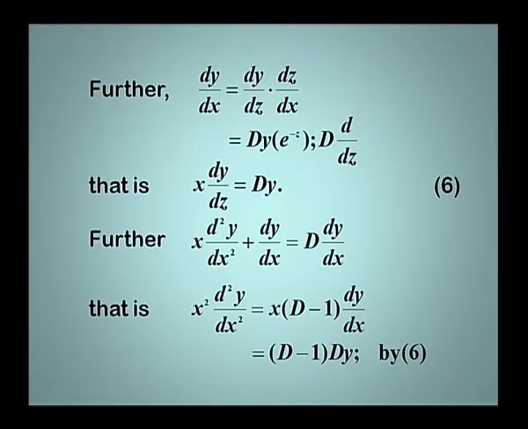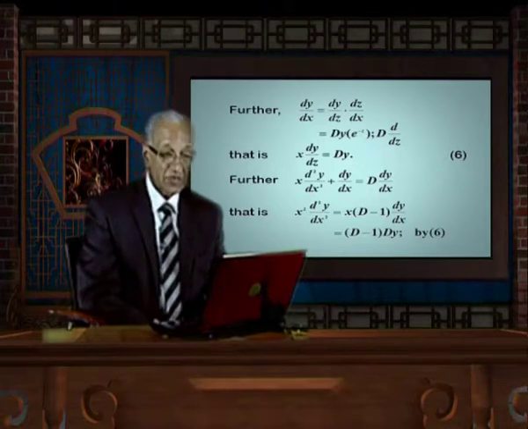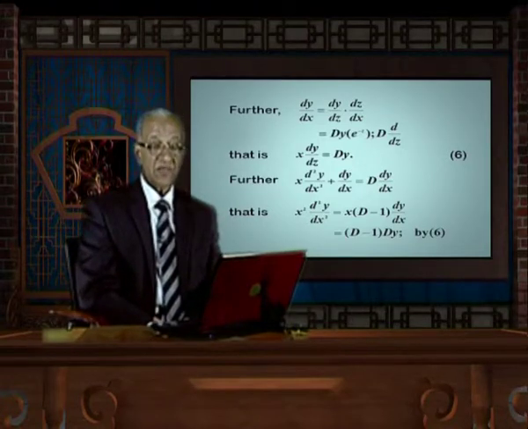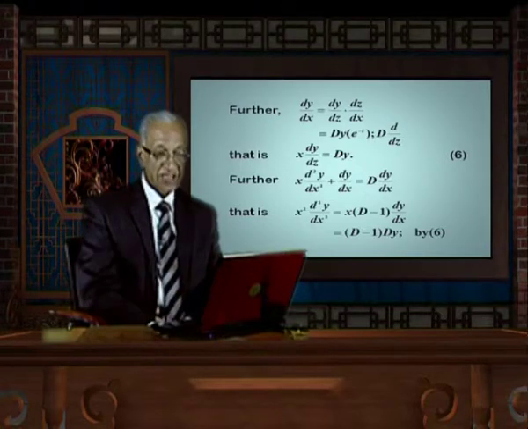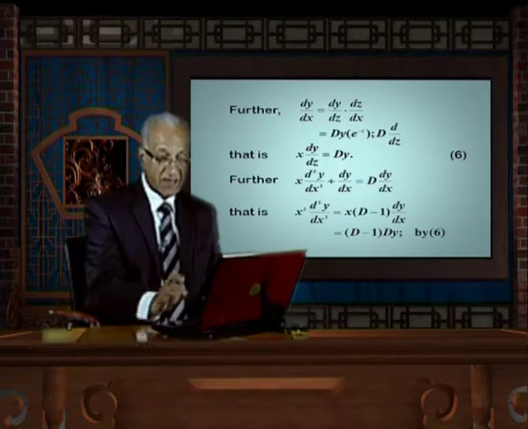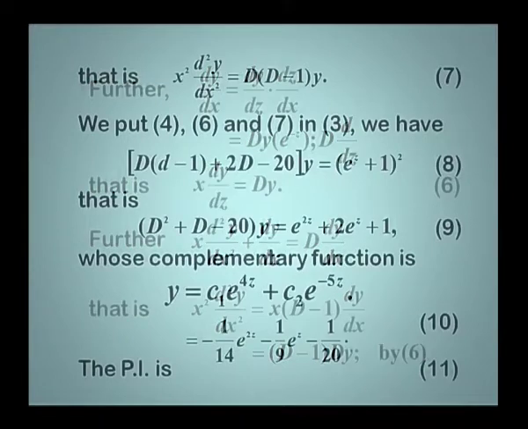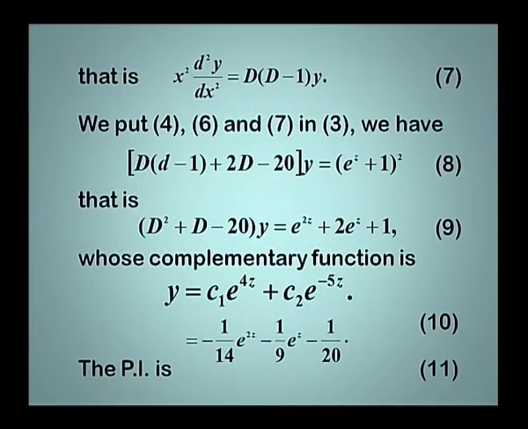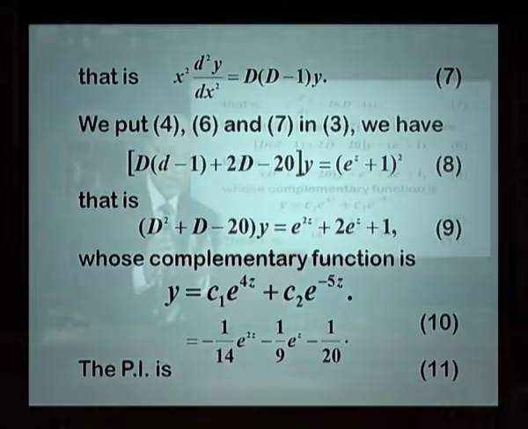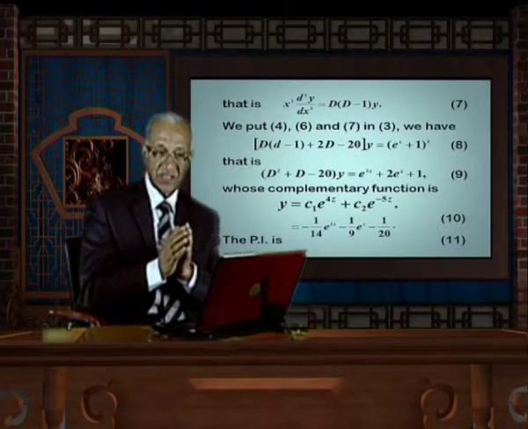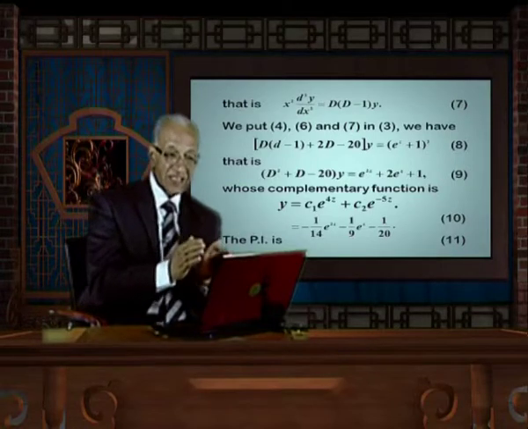We differentiate once again and we get x d2y upon dx squared plus dy upon dx equal to capital D of dy/dx. As simple as that. We simplify, and using the sixth equation, we get this result finally as D minus 1 into Dy, or in other words, you can write D into (D minus 1) multiplied by y. We go further. We put the fourth, sixth, and seventh equations in 3, and we get this result. Y is obviously taken common in the bracket. We have all operators, and therefore we write it simply as this one.